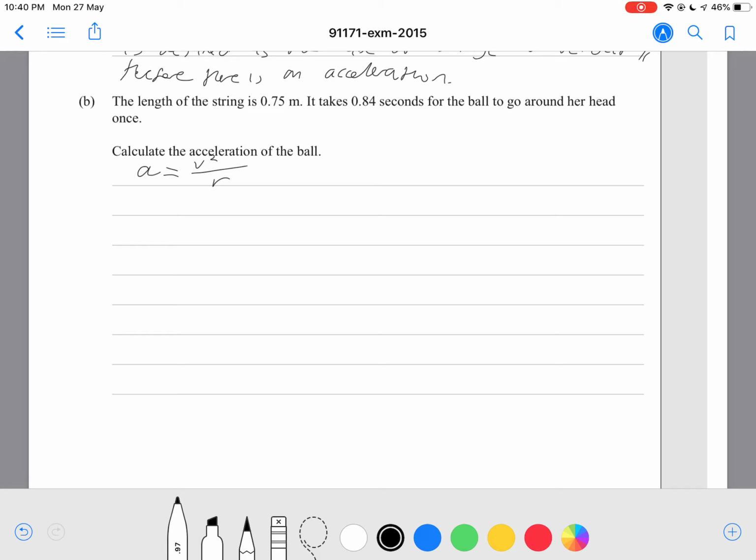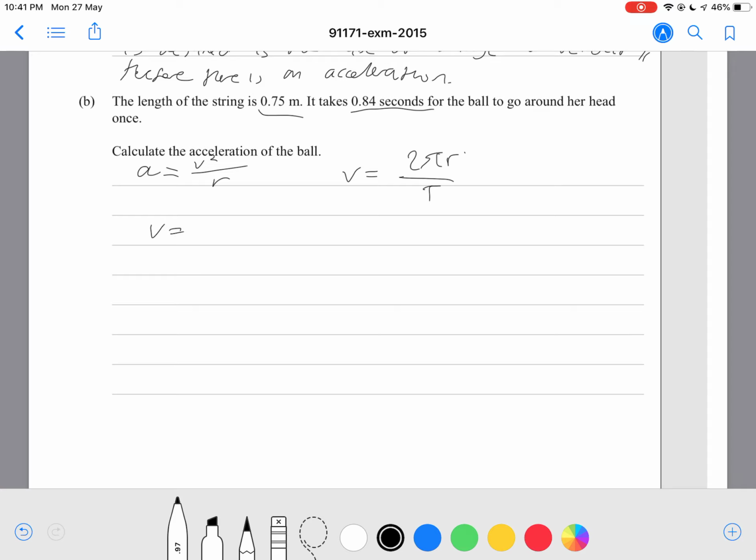So the length of the string is 0.75 meters, okay? And it takes 0.84 seconds for the ball to go around her head once, okay? Okay, so we know that v equals 2 pi r divided by t. So 2 pi r is the circumference, and then t is the period, so how long it takes for it to go around once, okay?